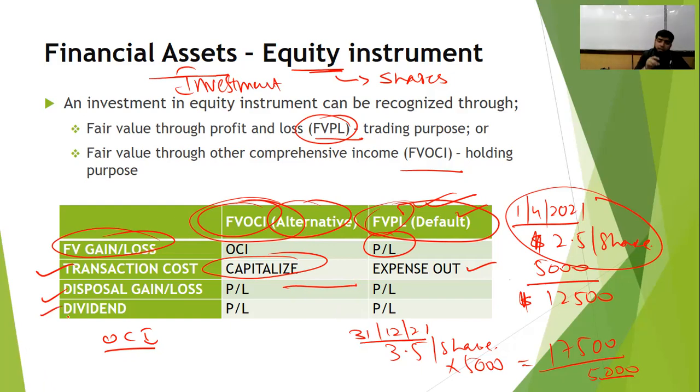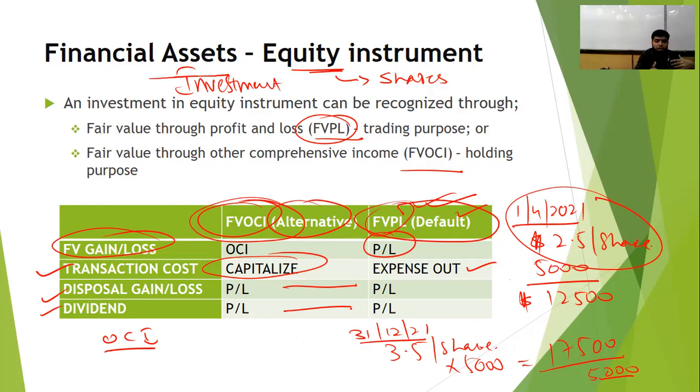And again, the last one: definitely you are making an investment in another company, the shares of another company. If you have purchased the shares of another company, you are the owner, you are the shareholder. And if you are the shareholder, you will definitely get dividend from that company. If you are earning dividend income, you will recognize that dividend income directly in P&L. And again, there is no difference in these two approaches. So that is the summary.